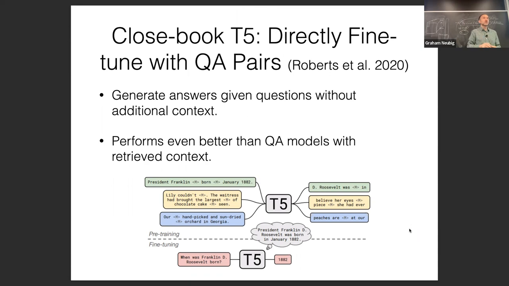So there's also closed book question answering problems. In closed book question answering problems, they generate answers to questions without any additional context.